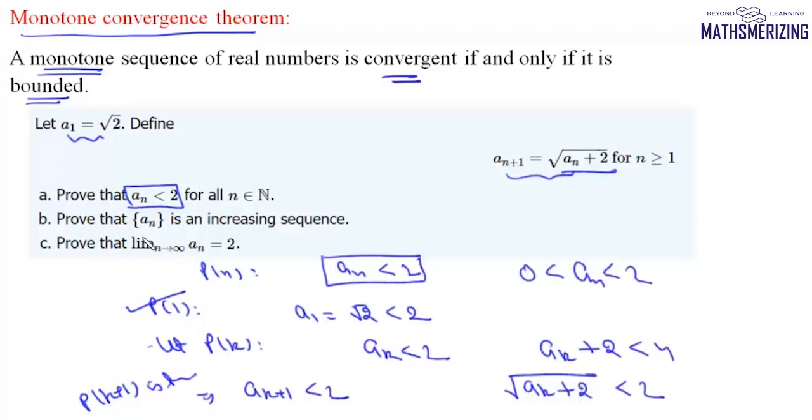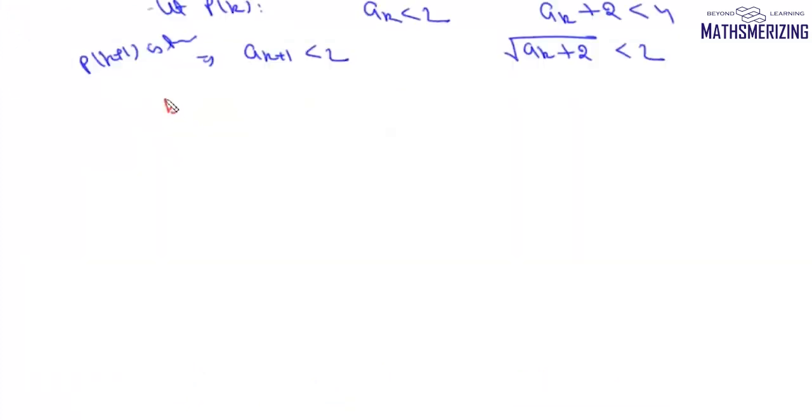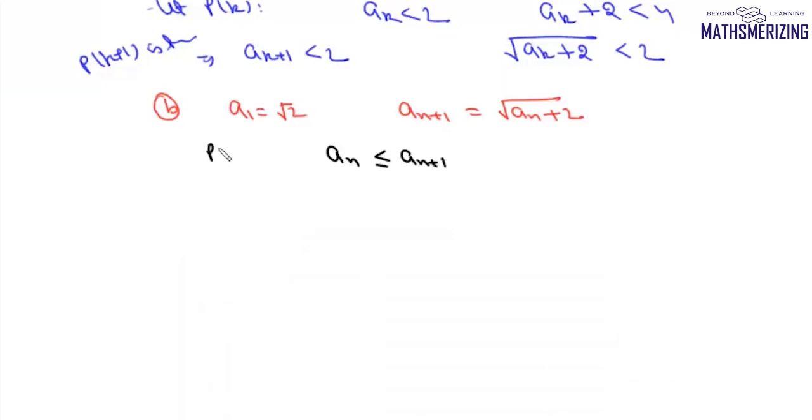Now second part is we need to prove that this an is an increasing sequence. Now we are given that a1 is root 2 and an plus 1 is under root of an plus 2. We have to prove that this sequence is an increasing sequence, that is an is less than or equal to an plus 1. Now for this part also we'll use induction. So this is our assertion. And first we'll prove it for n equals 1. For n equals 1 we'll get a1 is less than or equal to a2.